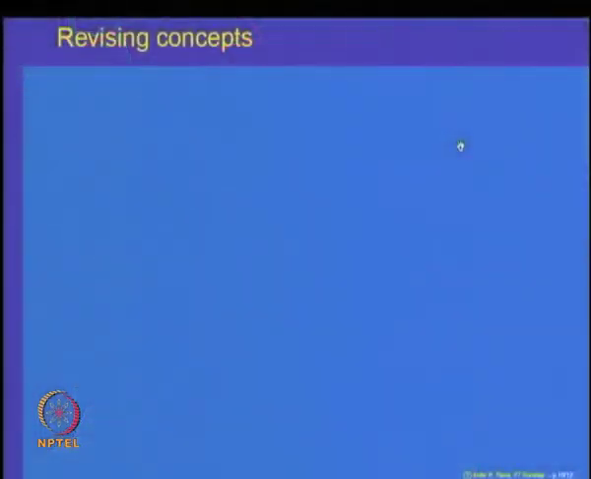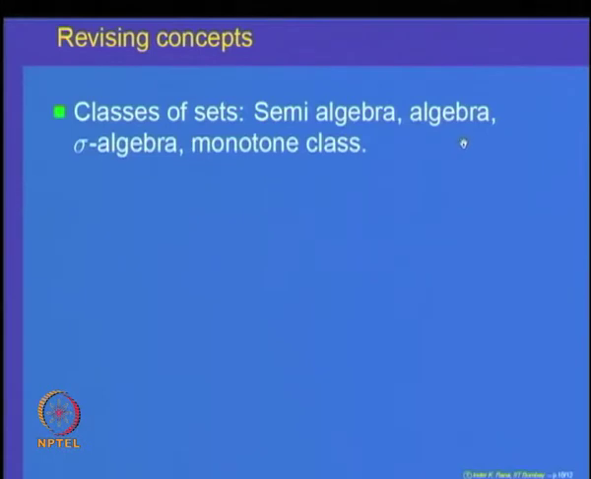So, with this we come to an end of a part of our course, and this is probably the right stage to revise what we have done till now. So, let us revise what we have done till now. We started with looking at collections of subsets of a set X. We defined what is a semi algebra. So, what was a semi algebra?